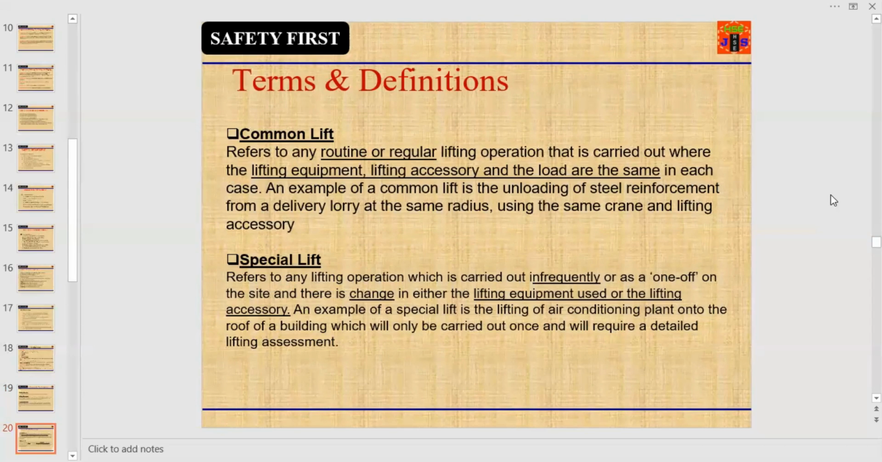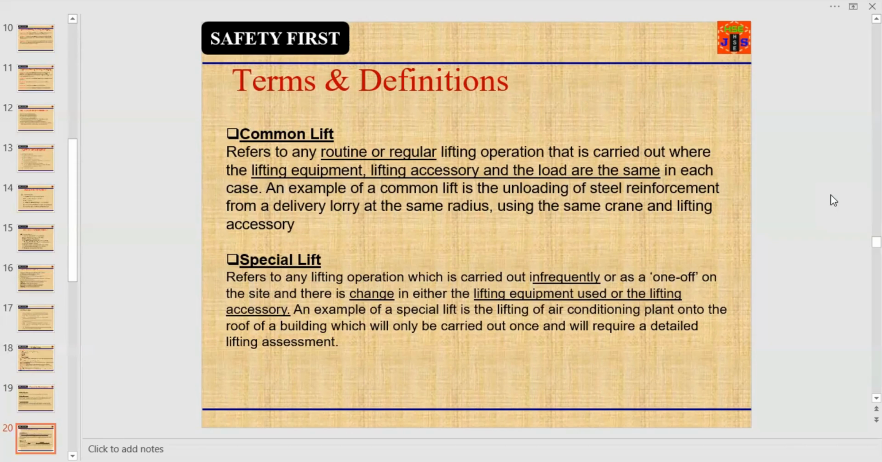Dear friends and fellows, you are watching Safety First, and today's topic is lifting safety. Don't forget, this is part one of lifting safety. We are trying to understand the short terms and definitions related to lifting operation.